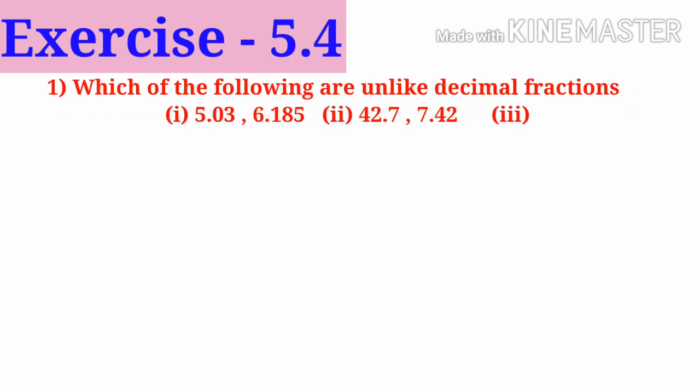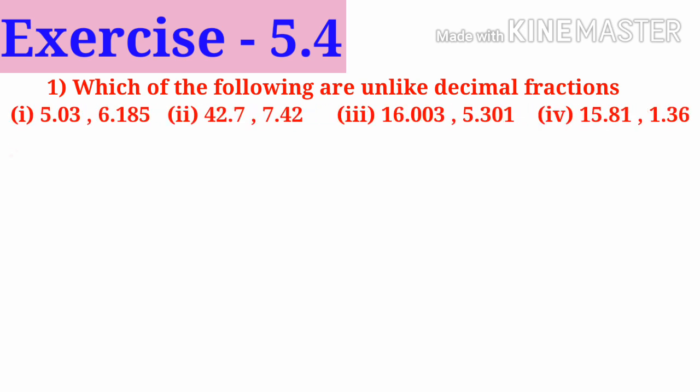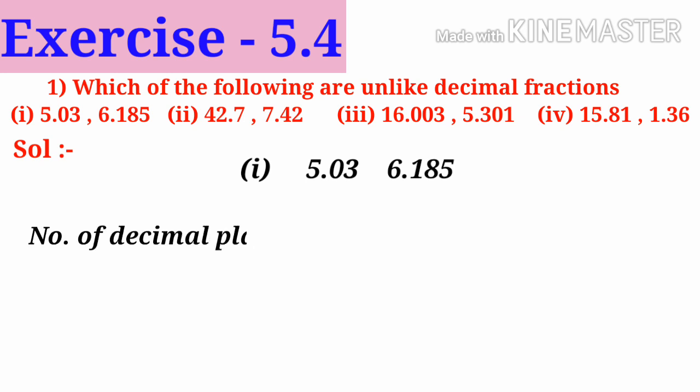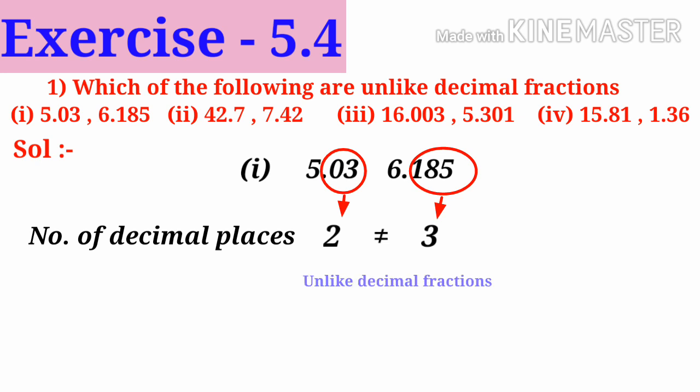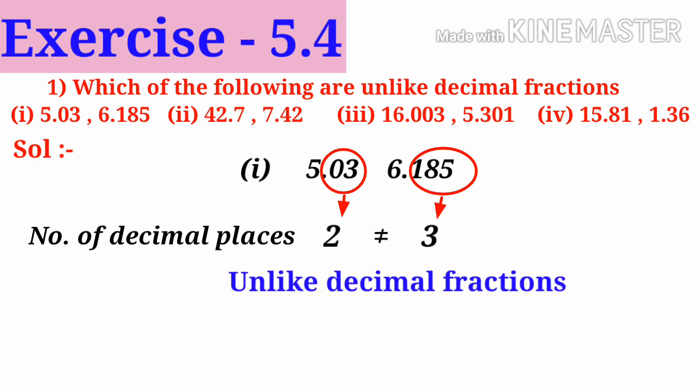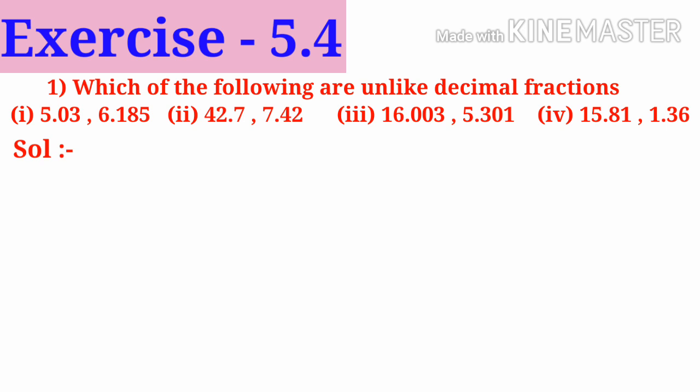First problem, which of the following are unlike decimal fractions? Solution 1. 5.03, 6.185. Number of decimal places in the first decimal fraction, number of digits, is 2. In the second decimal fraction, number of digits is 3. So 2 is not equal to 3. So these are unlike decimal fractions.